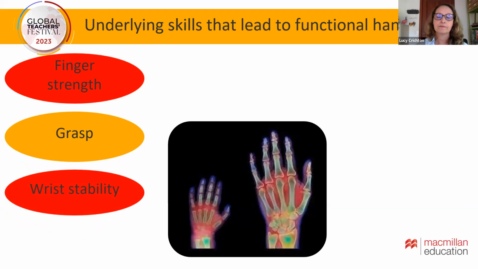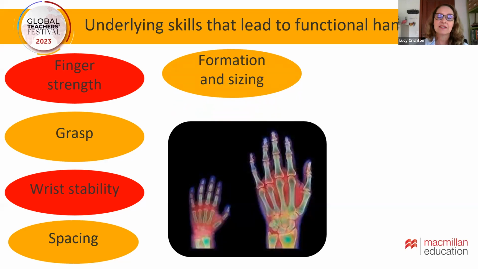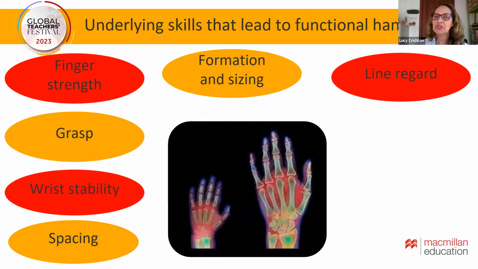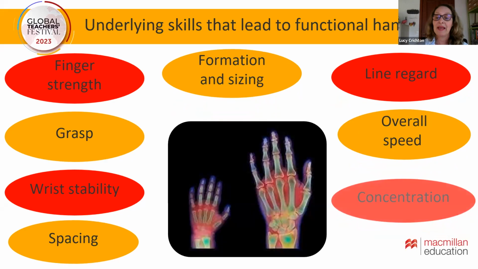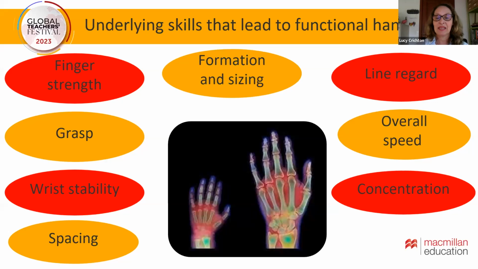spacing, how do they space the letters and the words along a line, the formation and sizing of those letters, capitals, lowercase. Line regard, how do students learn how to start on one side and finish on another? And there's a lot of sensorial, a lot of visual skills that are needed for that. And as I've said, the fine motor skills too, yes? The overall speed in which children can finally write when they're copying from the board to the page. And the big one is concentration these days, right? How do we help them keep focused?